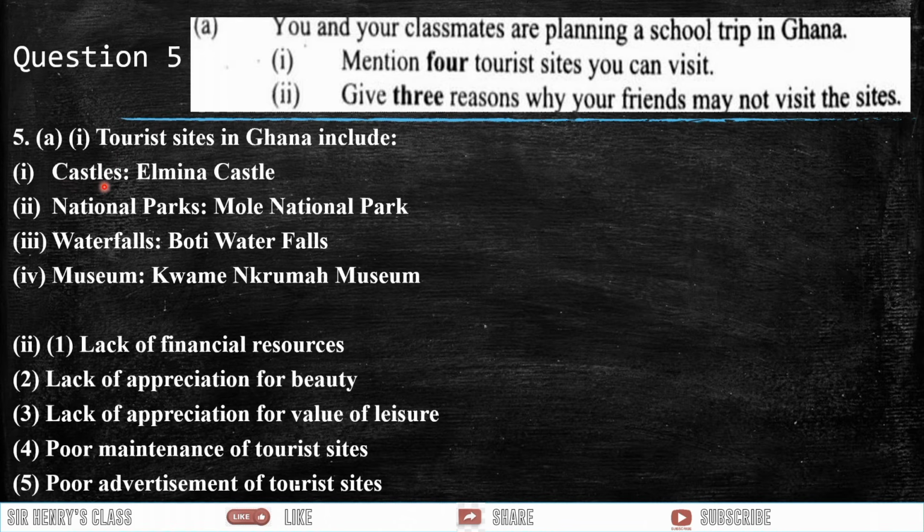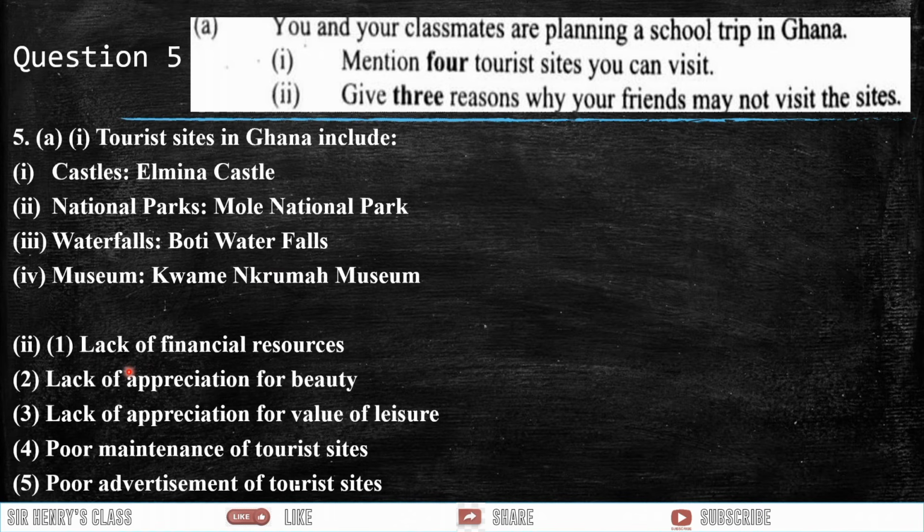So tourist sites, we have castles: Elmina Castle, Cape Coast Castle, and the like. National parks, we have the Mole National Park, the Kakum National Park, and the like. Waterfalls, we have the Boti waterfalls, the Wli waterfalls. Museums, we have Kwame Nkrumah Museum, Kumasi Museum, and the like.